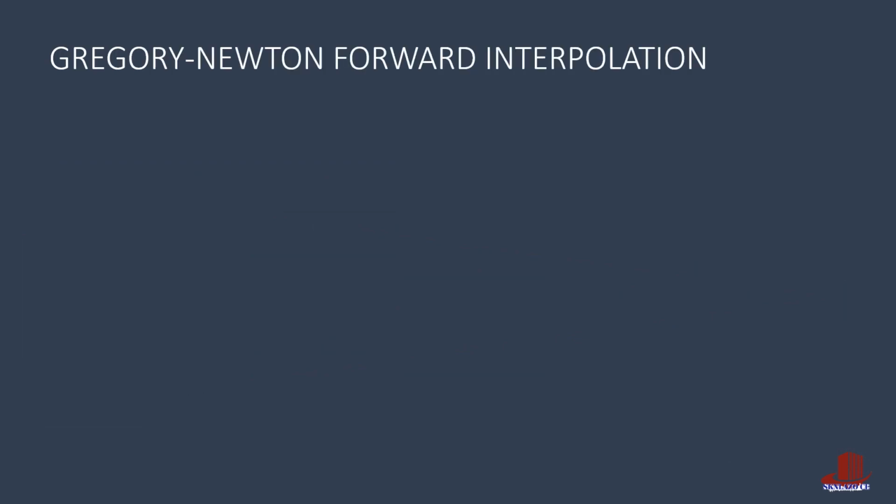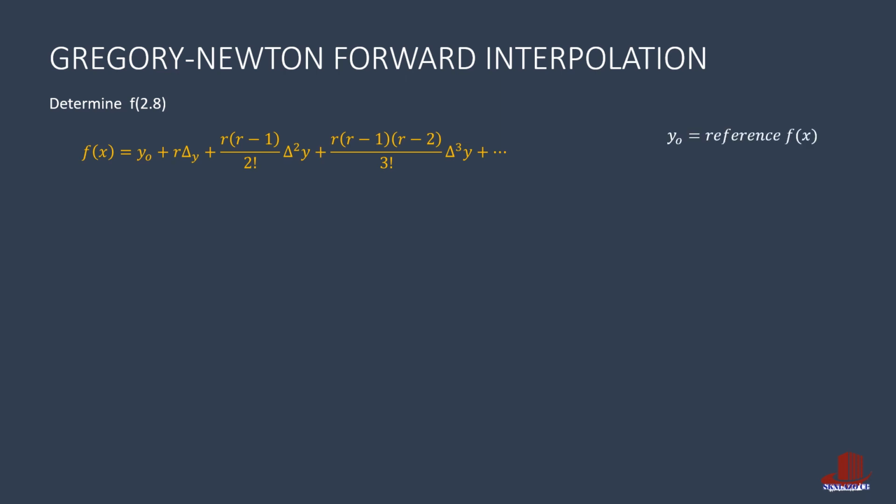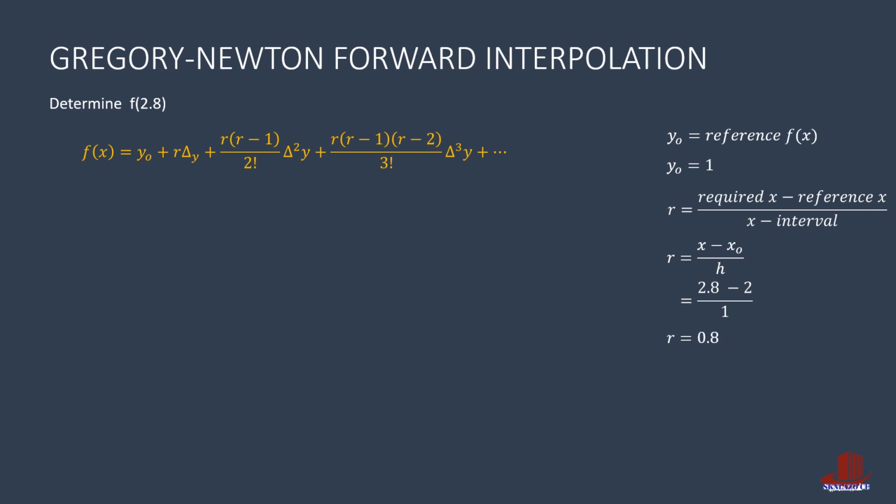Start with f of 2.8 through Gregory-Newton forward interpolation. We employ the standard equation as written, then identify y naught, the reference f of x, as 1 for the problem. Next is r, which is again the required x, minus the reference x over the x interval. This is denoted as x minus x naught over h, where from the problem, r is equated to 2.8 minus 2 over 1, giving r as 0.8.